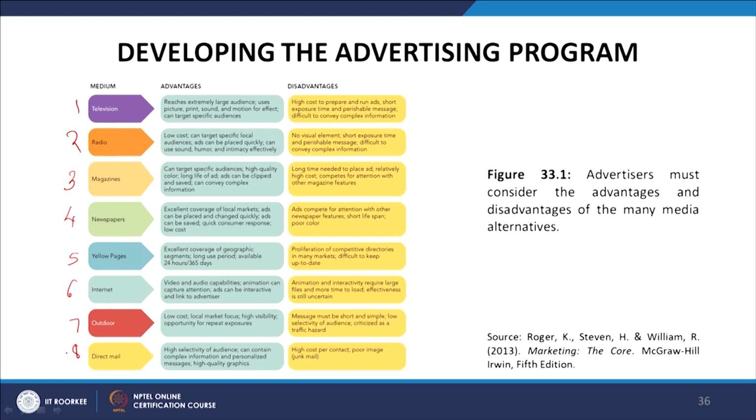Yellow pages provide excellent coverage of geographic segments, long use periods, and are available 24 hours and 365 days. The disadvantage of yellow pages is the proliferation of competitive directories in many markets and that they are difficult to keep up to date. The sixth medium is internet. It has video and audio capabilities, animation can capture attention, and ads can be interactive and linked to advertisers. While the disadvantage is that animation and interactivity require large files and more time to load, and effectiveness is still uncertain. The seventh medium is outdoor. The advantage is low cost, local market focus, high visibility, and opportunity for repeat exposures. But the disadvantage is that the message must be short and simple, there is low selectivity of audience, and it is criticized as a traffic hazard. Then comes direct mail.